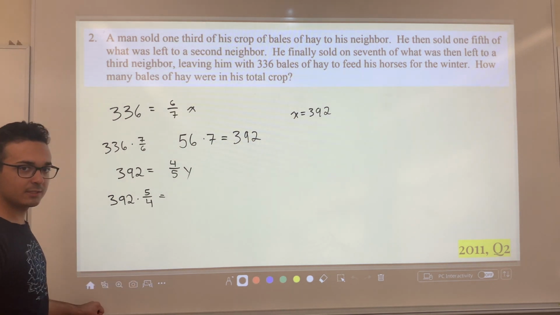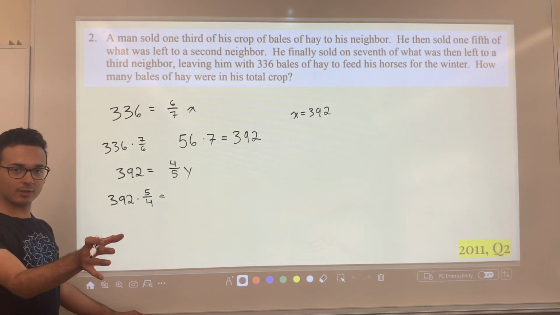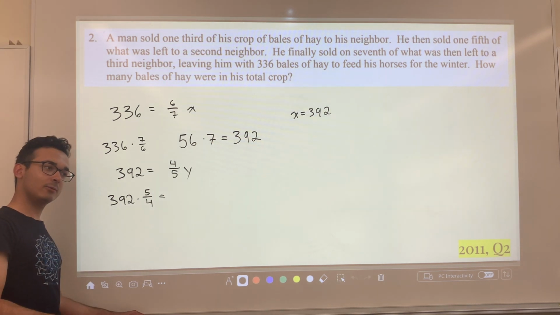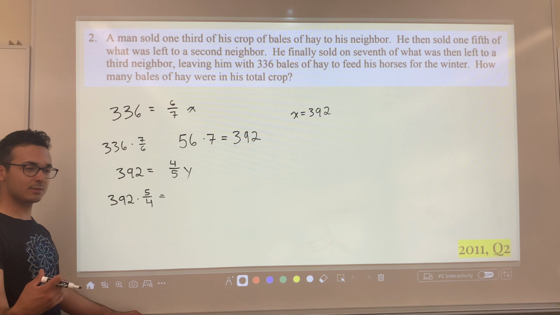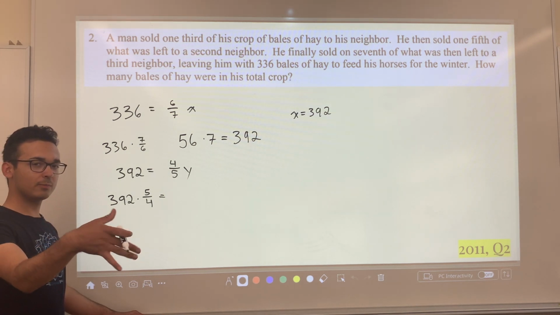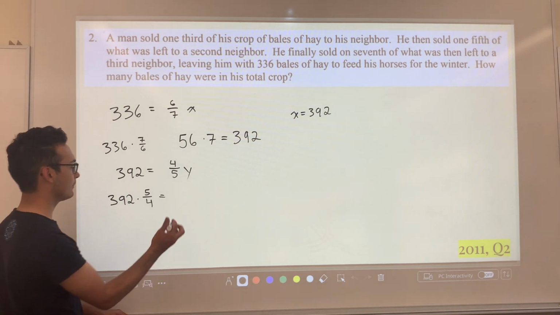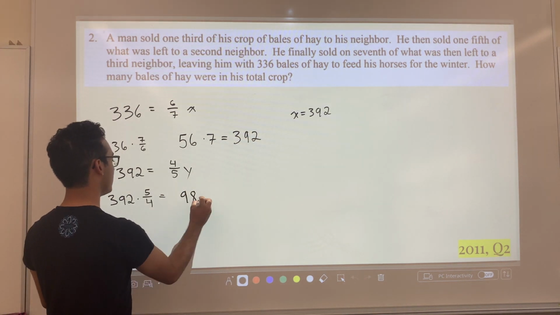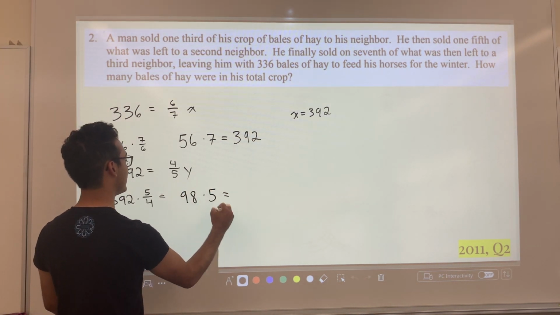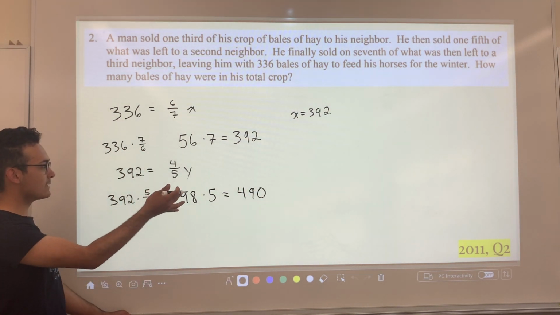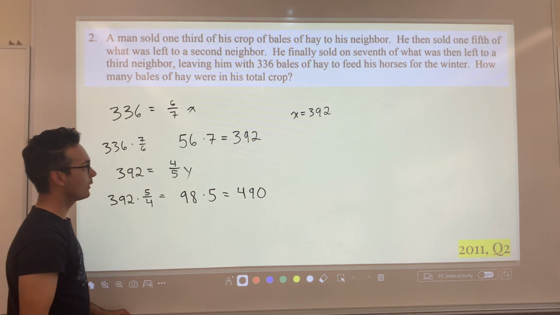So we divide 392 by 4. And notice that 400 divided by 4 is 100. So we go down by 8, which means we go down by 2 in our answer. So 100 minus 2 is 98. So 392 divided by 4 is 98. Multiply that by 5 and we get 490. So we've solved that y is equal to 490.